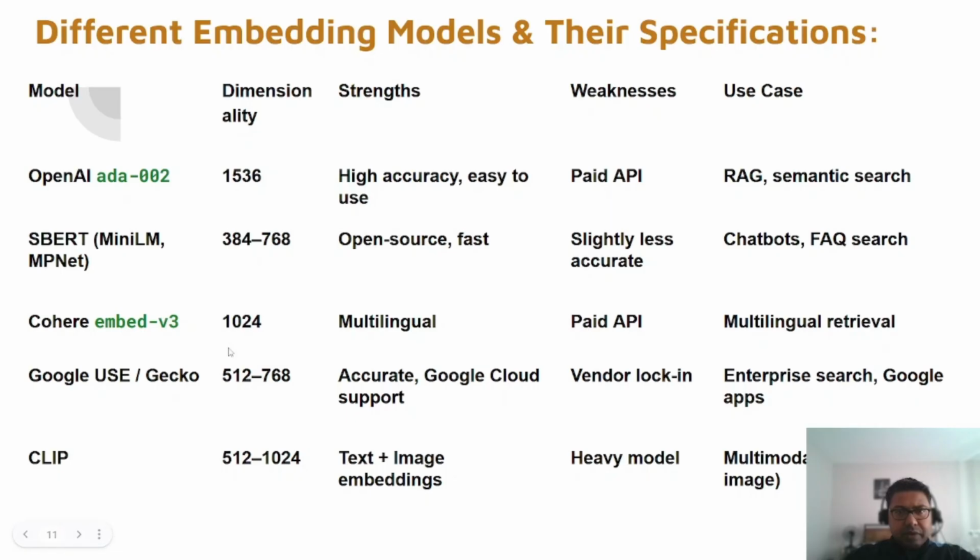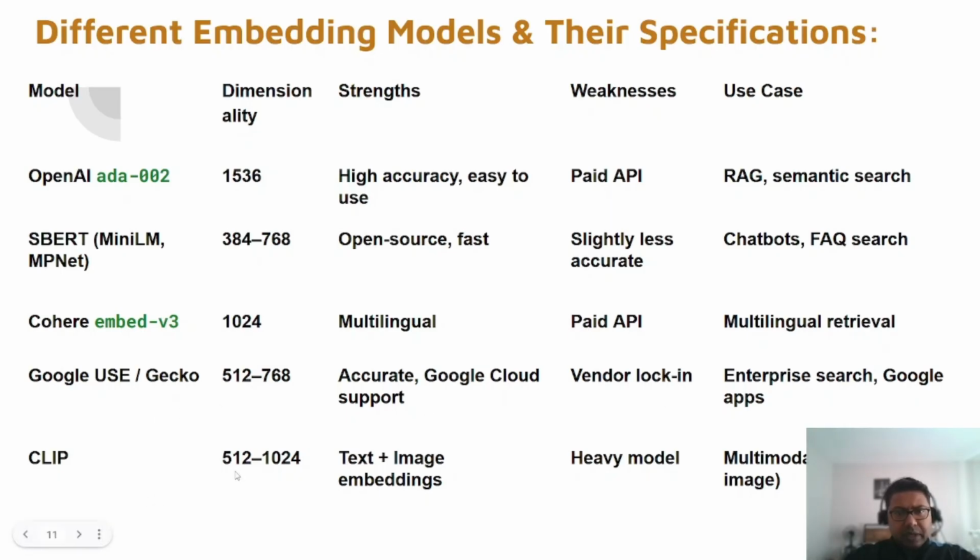Cohere Embed V3 has 1024 dimensions. Multilingual, paid API, multilingual retrieval. Google Universal Sentence Encoder Gecko has 512 to 768 dimensions. Accurate, Google Cloud support, vendor lock-in, enterprise search, Google Apps.